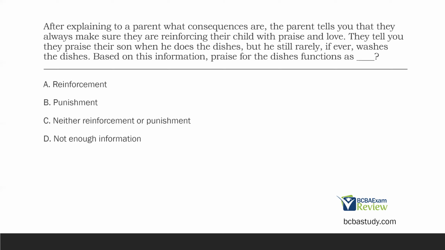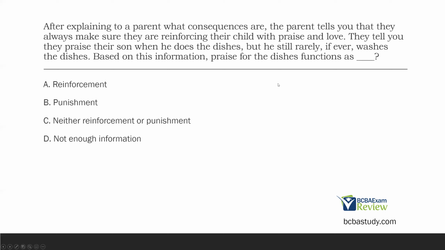Now, it's a consequence, but is it a reinforcer? No, right? We're only worried about how it affects future behavior. The behavior is not changing at all. And if the behavior isn't changing, then it's not going to be reinforcement or punishment. So A, reinforcement, we eliminate. Behavior is not maintaining or increasing.